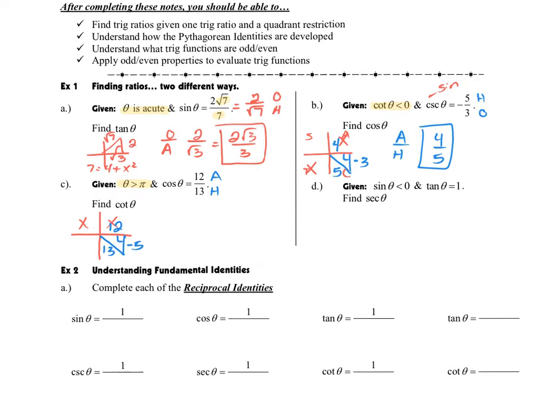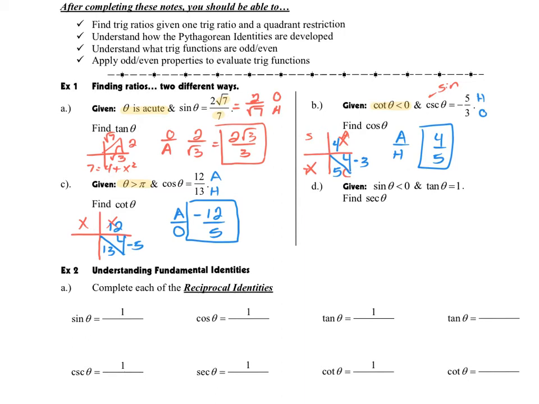So if I'm asked to find cotangent, my cotangent is going to be my adjacent over my opposite. So my adjacent is going to be 12 and my opposite is 5 or -5, and I can put that negative anywhere I want. I typically like to write it a little closer to the numerator.